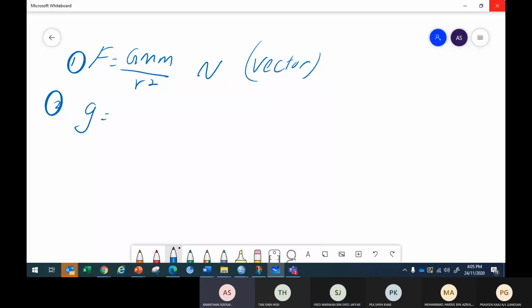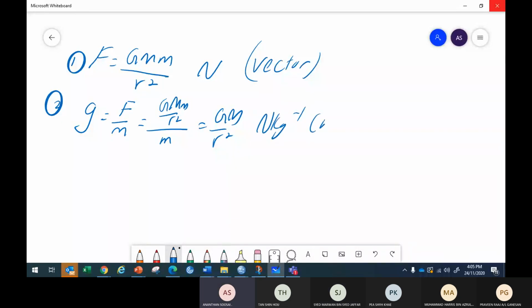Next, what is gravitational field strength defined as? Force per unit mass, so GMm over r squared divided by the test mass gives GM over r squared. The unit is newton per kg, also a vector. Last time we learned g as 9.81, which is actually this quantity, but now it varies.